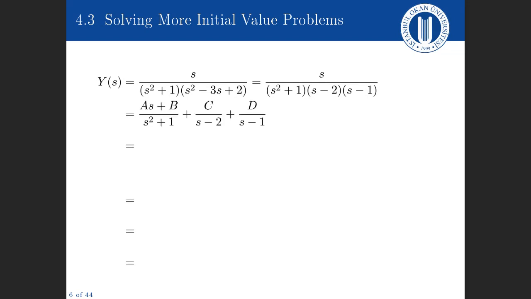Capital Y must be something over s squared plus 1 plus something over s minus 2 plus something over s minus 1. And what are the somethings? The somethings are always a polynomial of degree 1 less than the polynomial on the bottom. So in the first term, we have s squared plus 1 on the bottom. That's a second degree polynomial. On the top, we should have a first degree polynomial. s minus 2 is a first degree polynomial, so on the top, we should have a 0 degree polynomial. In other words, just a number on the top, and so on.